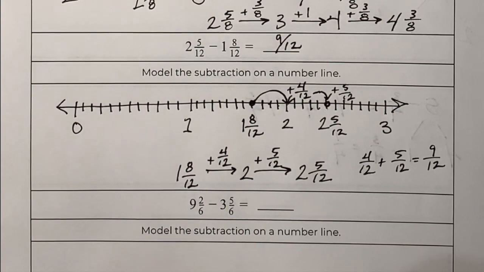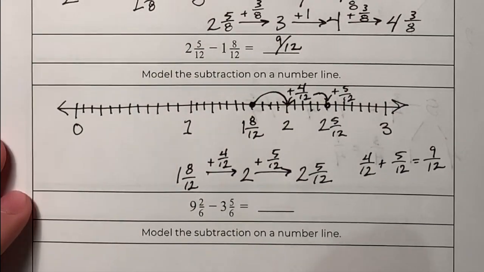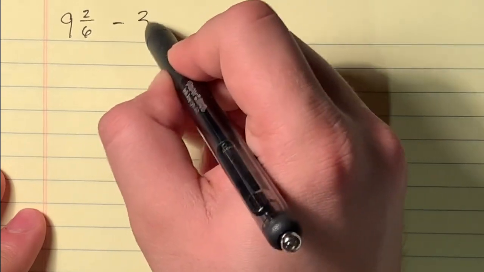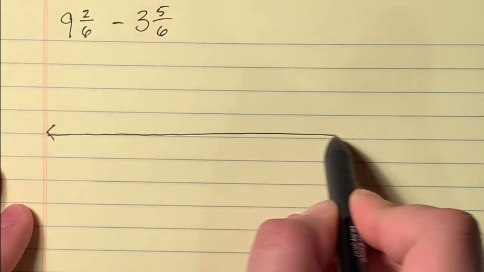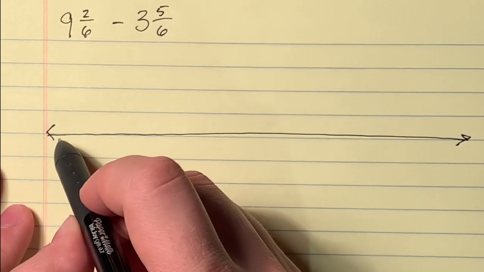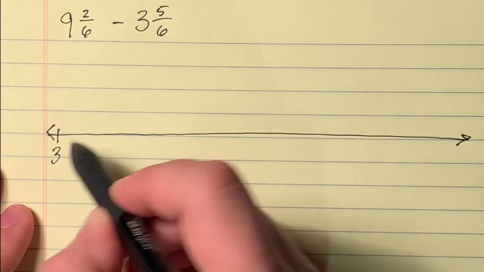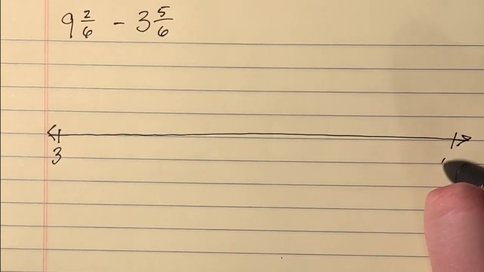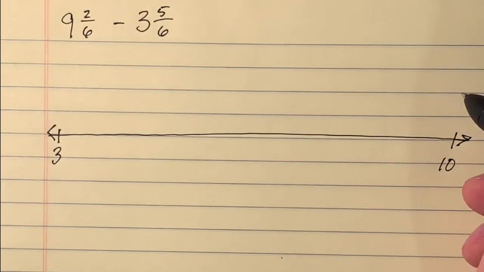And because this is a little bit trickier, I'd like to do one more example. To have more space, I'm actually going to do this last problem on line paper. So I have 9 2/6 minus 3 5/6. I'm going to draw my number line. I need to have 3 5/6 at the bottom, so I'm going to have 3 here. And I need to have 10 at the top, because 9 2/6 is between 9 and 10.